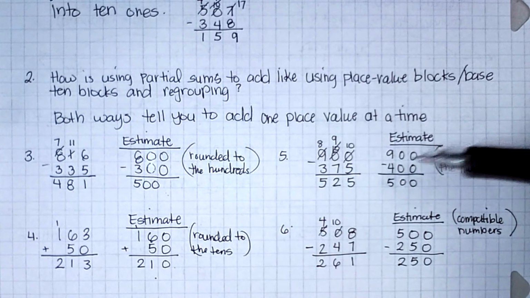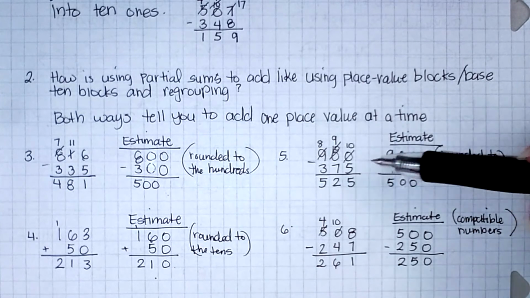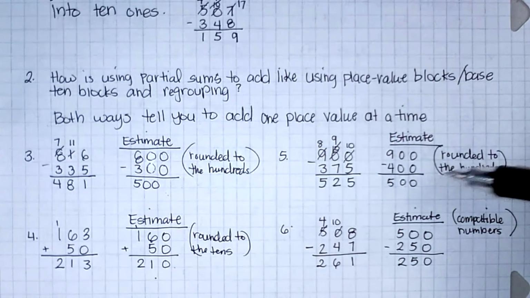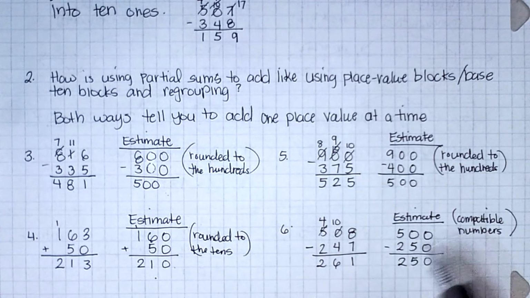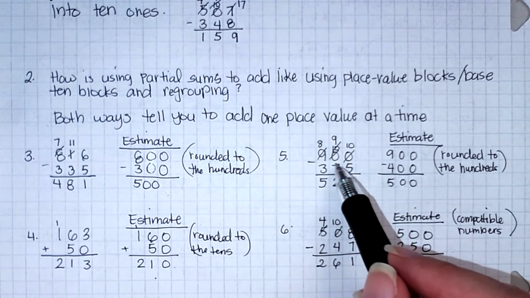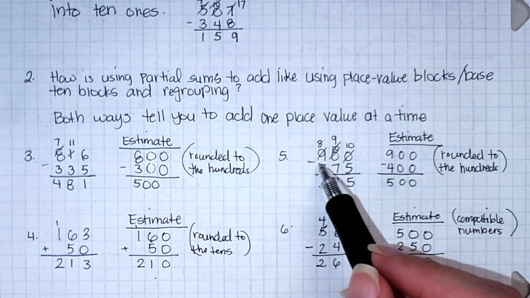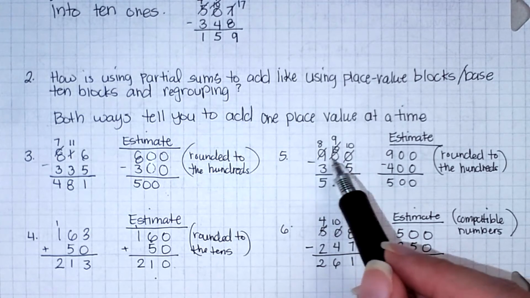Next, I had 900 take away 375. So I stuck with my 100. So 900 minus 400, 375 rounded up to 400. Now I couldn't do 0 take away 5. So I needed to borrow a group of 10, but here was also a 0. So I had to go even farther out to my hundreds group. This 900 became 800, 10 of my 10s.